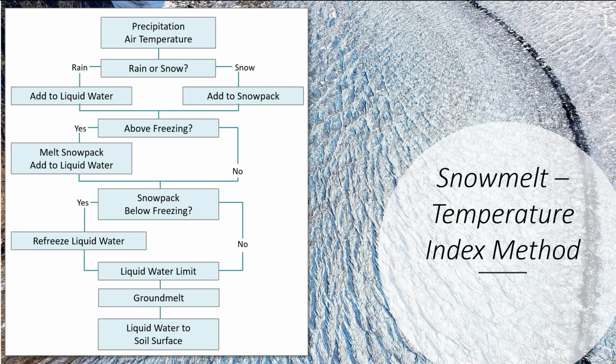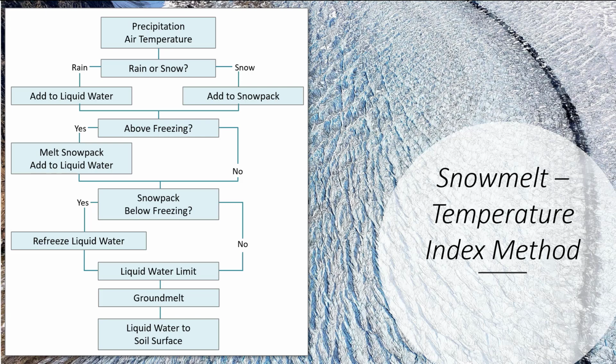HMS utilizes the temperature index method to simulate snowmelt processes. The temperature index method essentially looks at falling precipitation with respect to air temperature in order to determine whether that precipitation is falling as rain or as snow. If the temperature is over a specified limit, it's considered rain and falls as liquid water. If the temperature is under the set threshold, the precipitation volume is added to the snowpack.